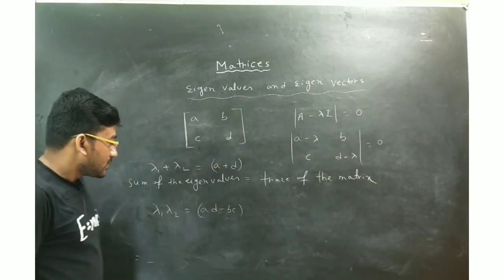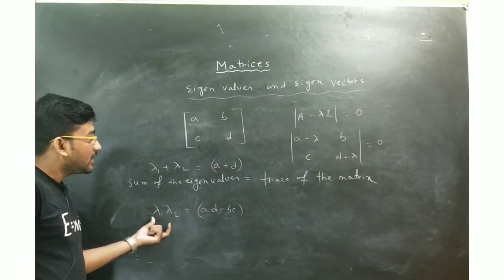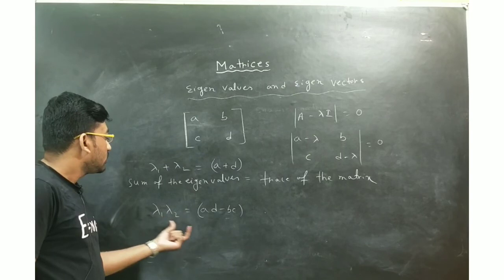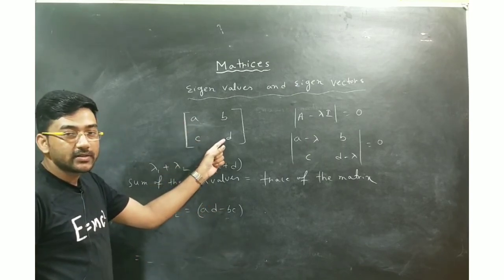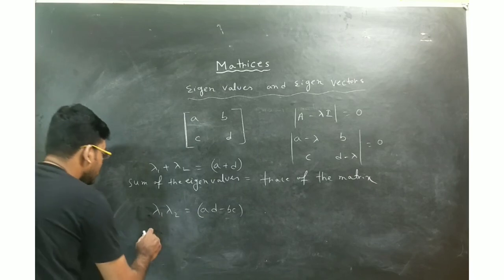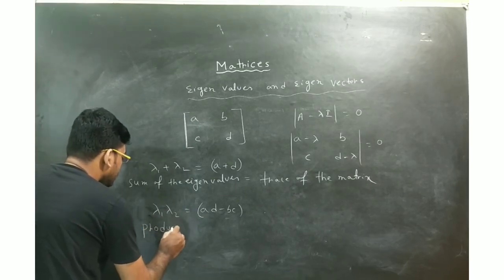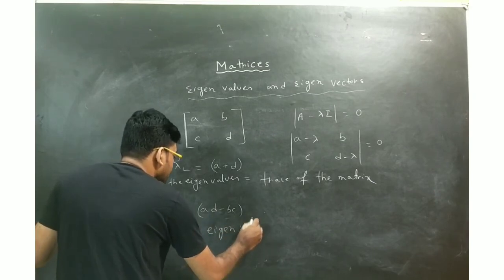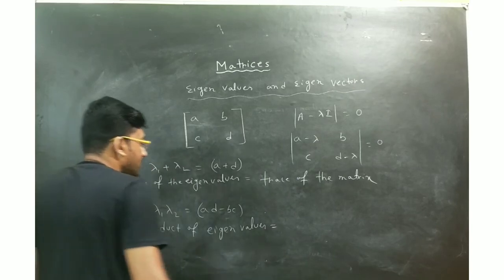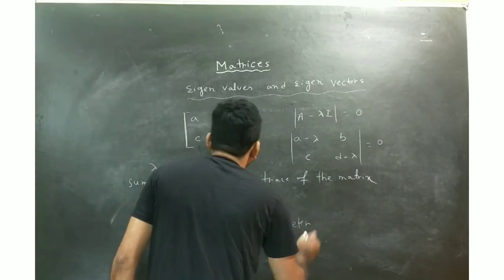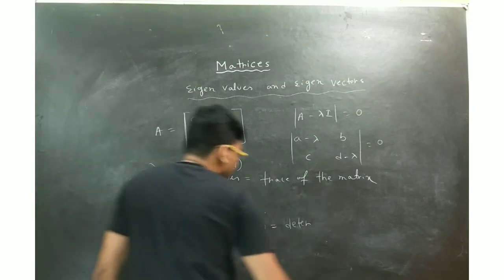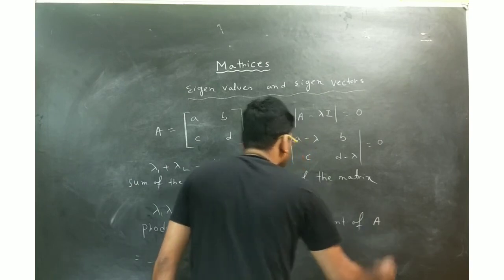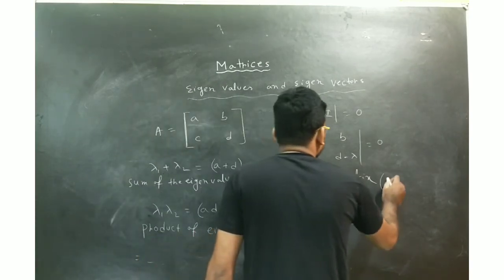Similarly, lambda 1 lambda 2 is nothing but AD minus BC. This is the product of eigenvalues, and AD minus BC is the determinant of this matrix. So the product of eigenvalues is equal to the determinant of the matrix. If you take this as matrix A, then you can write this is the determinant of A, and this is the trace of the matrix A.